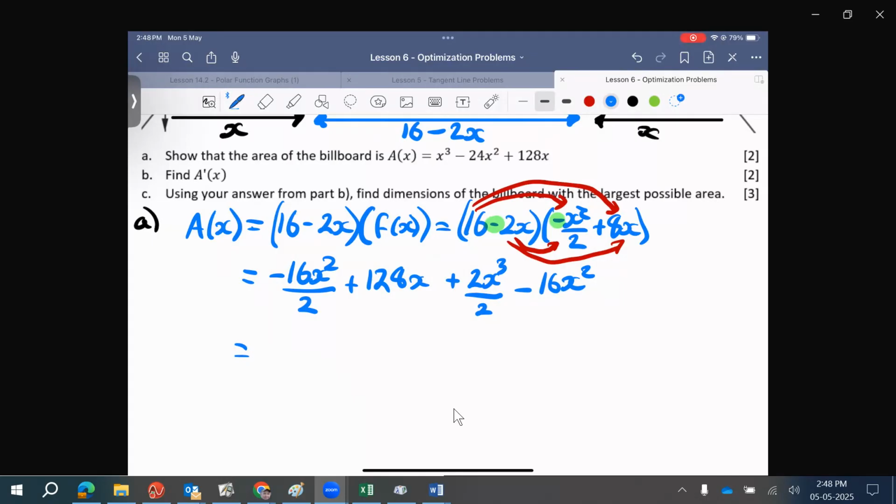So we've got 2x cubed over 2. And then we've got 2x squared terms. Sorry, let me simplify first. Okay, so we want this one. That 2 cancels that 2. This 2 simplifies that one down to an 8. That's much better. We've got x cubed, and then we're going to have minus 8 minus 16, which is going to give minus 24x squared plus 128x, which is the answer given.